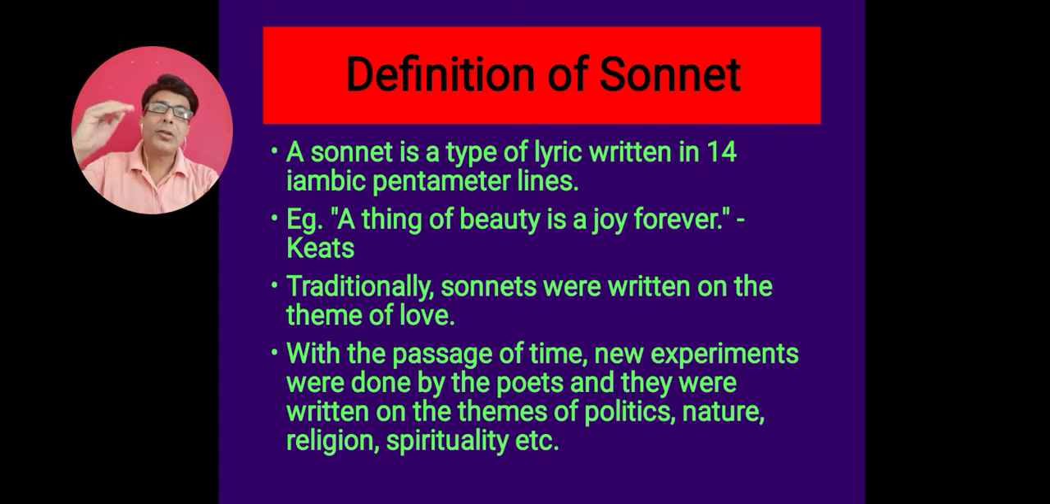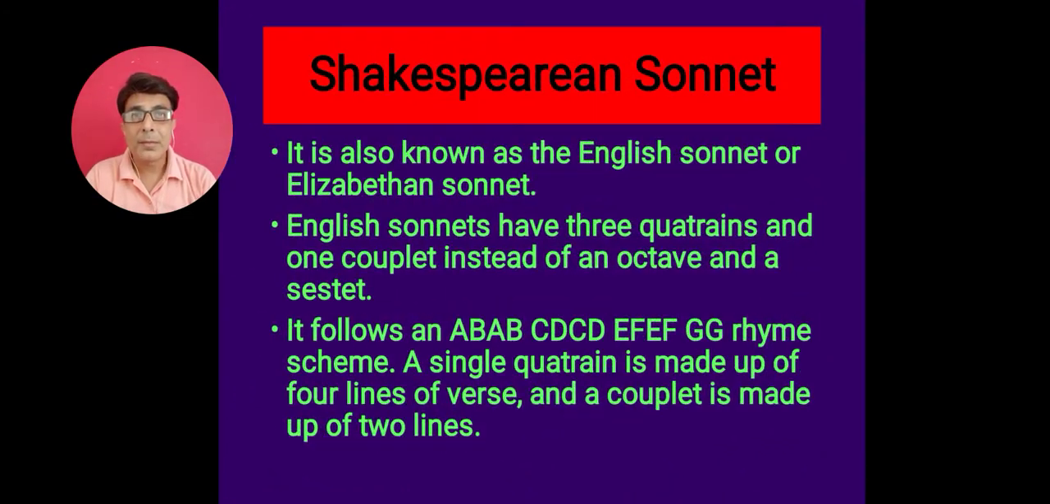If we talk about the olden sonnets written in English literature, most of the sonnets were written on the theme of love, but later on many poets have done so many experiments with the sonnet, and they started writing on the topics of politics, on nature, on religion also, sometimes spirituality and so on. But let's have a look at what a Shakespearean sonnet is.